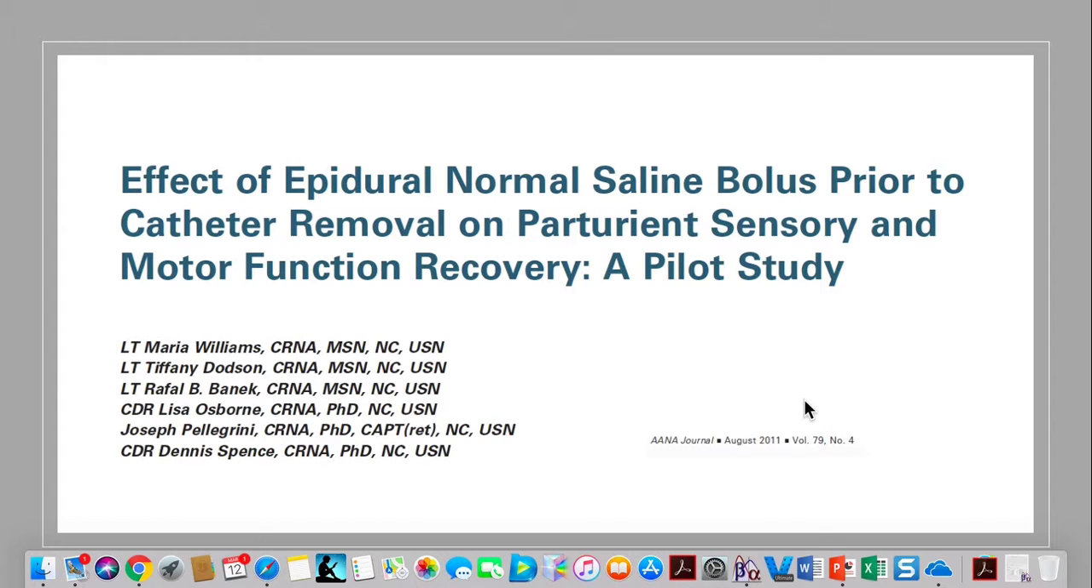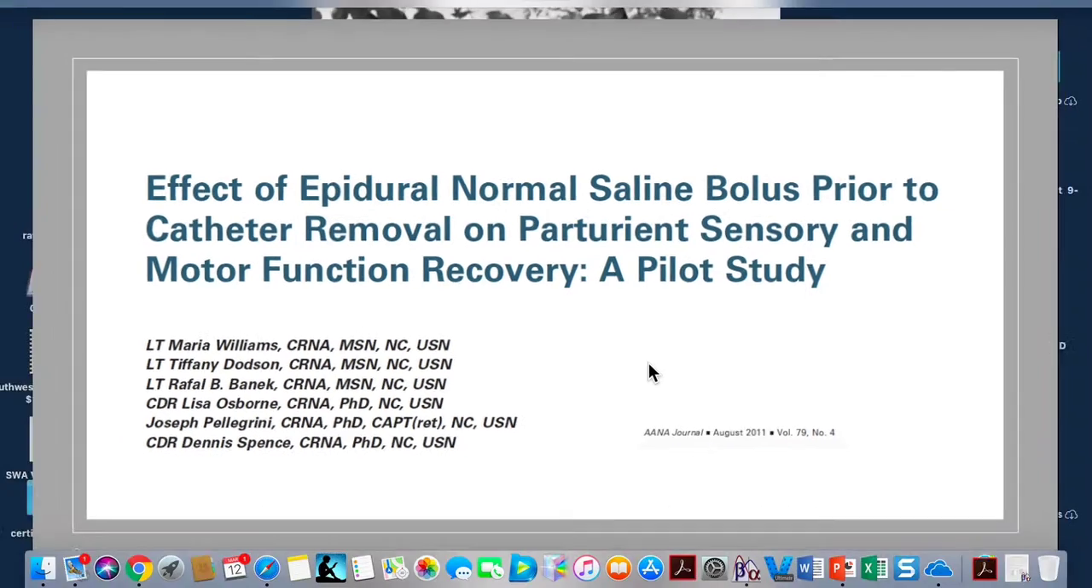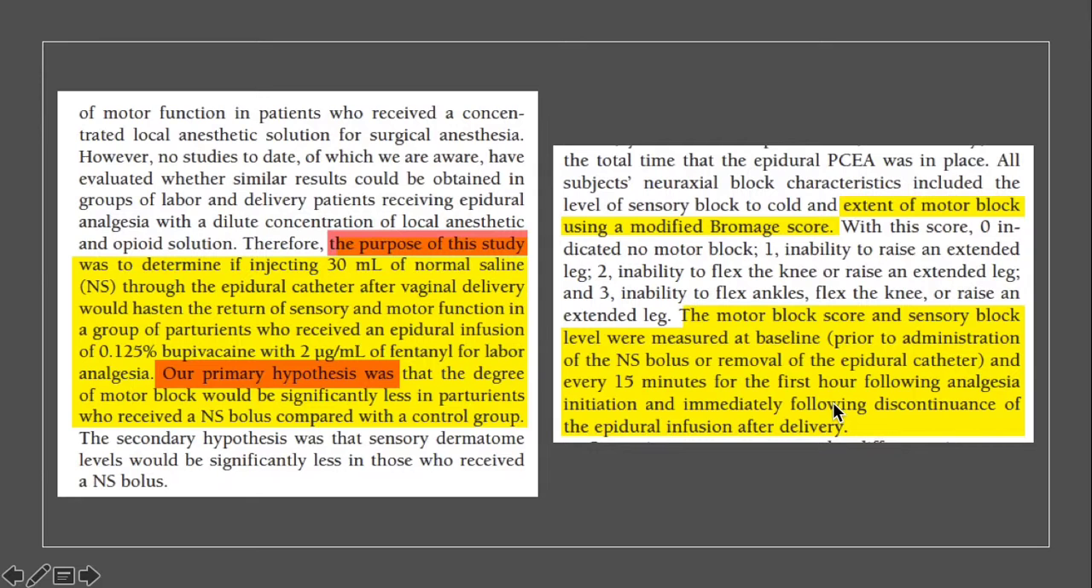So the first one is a study that we did looking at the effect of an epidural normal saline bolus prior to catheter removal on parturient sensory and motor function recovery. And this was considered a pilot study. The purpose of this study was to determine if injecting a 30 milliliter saline bolus to the epidural catheter after epidural delivery would hasten return of sensory and motor function in parturients who received a dilute local anesthetic solution with bupivacaine and fentanyl.